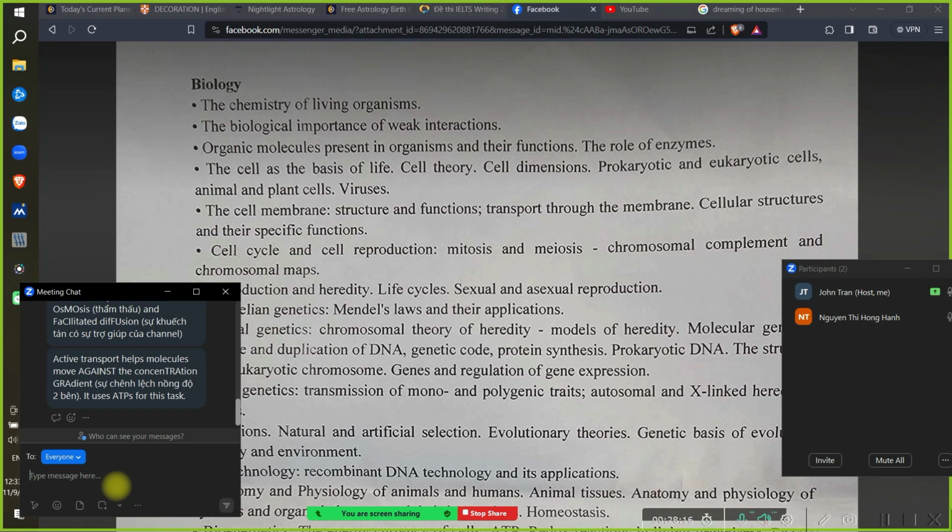So facilitated diffusion does not require ATP because it just needs a channel to get things through, to help big molecules and ions get through. But it still moves according to the concentration gradient, not against it, okay?